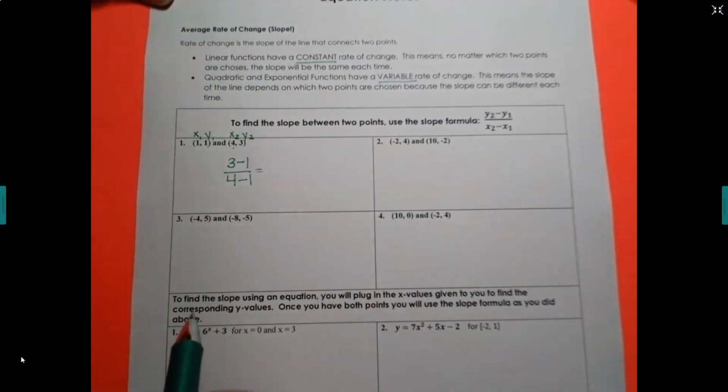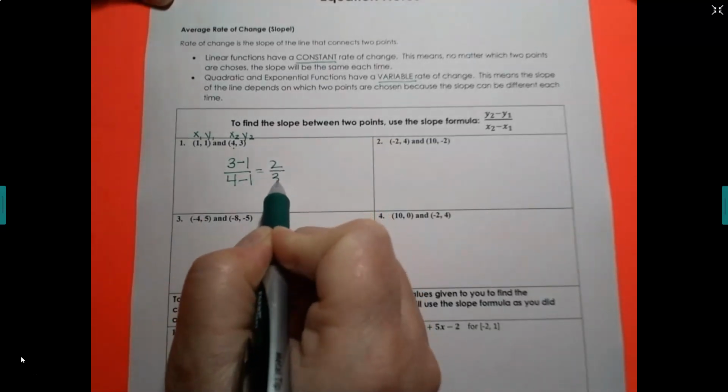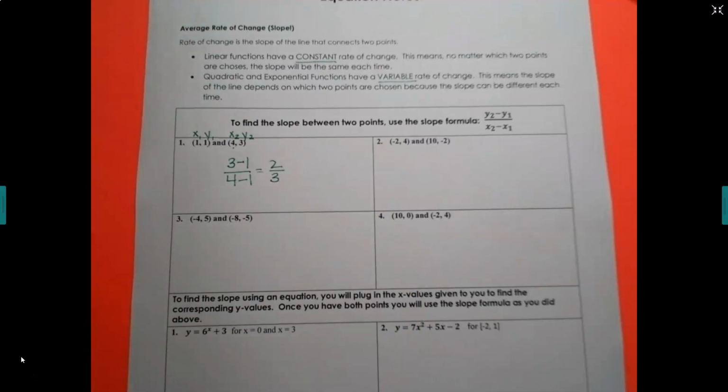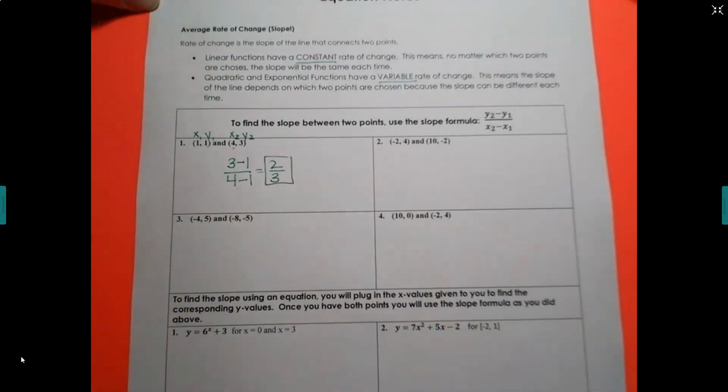All right, so we got 3 minus 1, which is 2, and 4 minus 1, which is 3. You want to look to see if that fraction will simplify. For slope, we usually just leave it in fraction form. 2/3 will not simplify any further. So that is my slope.